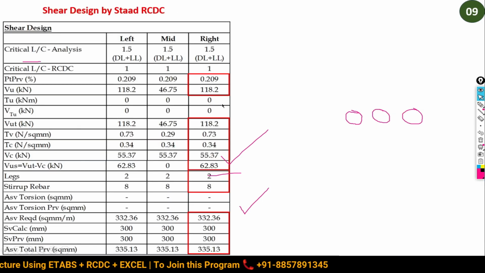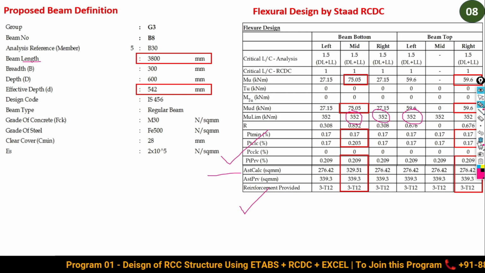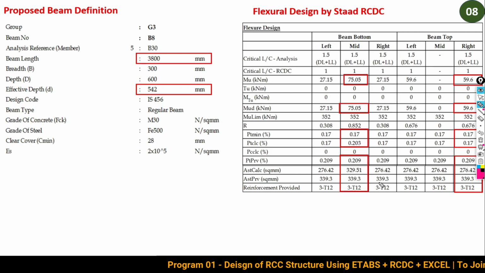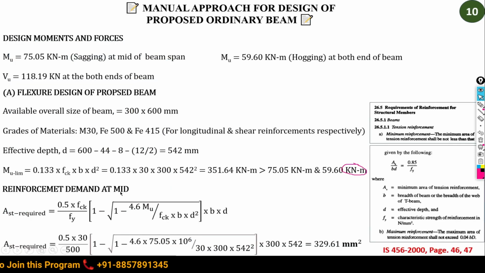Again I am going to check it. At the mid of this span we have calculated 329. What has RCDC calculated for the reinforcement required at the mid? 329, it is exactly matching. Try to understand, 329 we have calculated manually and RCDC also calculated 329.